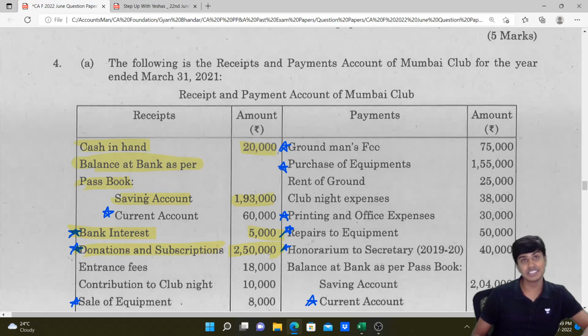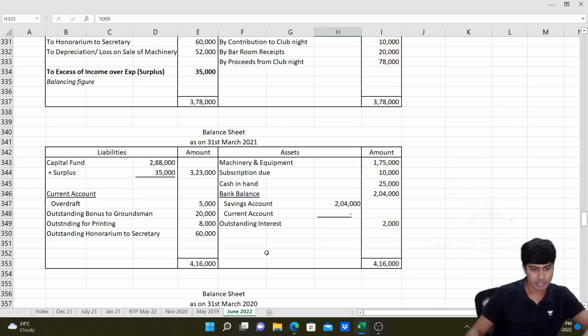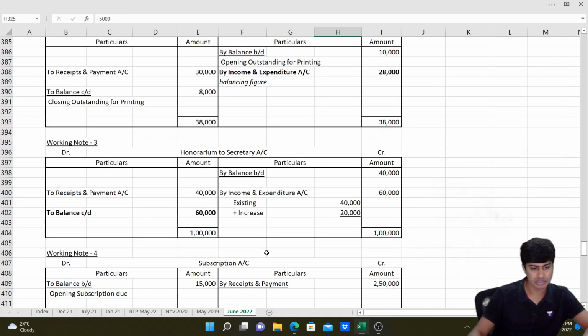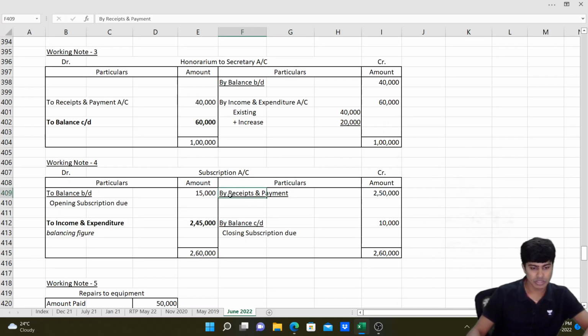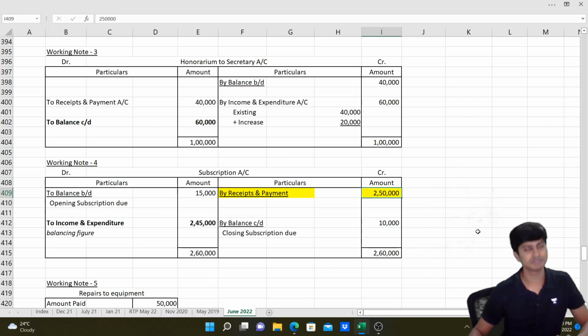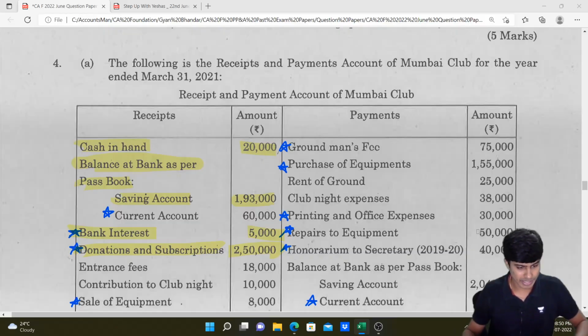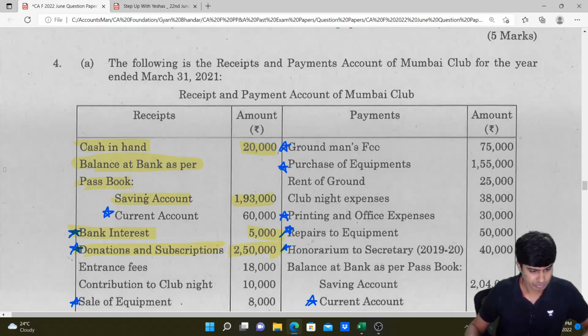We'll open a separate ledger for donations and subscriptions. There on the credit side, I'll write by receipts and payment 2,50,000. Have a look. I'll open a separate ledger, donations and subscriptions account. On the credit, I've written by receipts and payment 2,50,000. Cool, guys. What do we have after that?